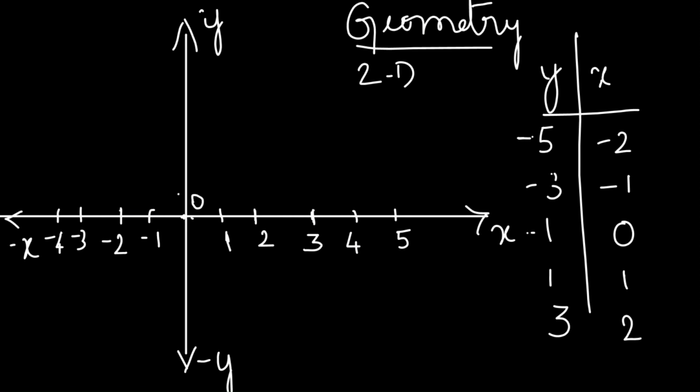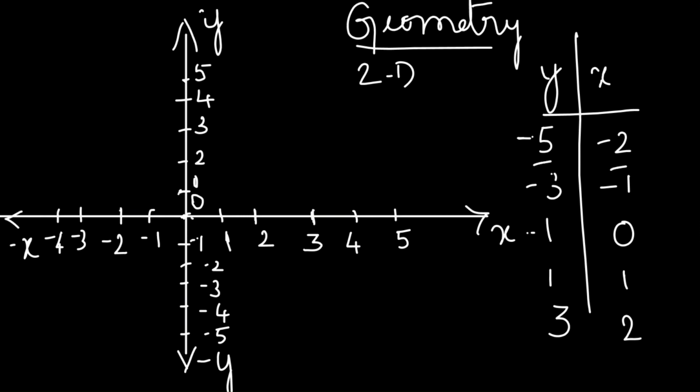Same thing on the y line. This one is 0 on the y line. Upwards we write all the positive values 1, 2, 3, 4, 5, and downwards we write all the negative values -1, -2, -3, -4, -5. This is a graph now.